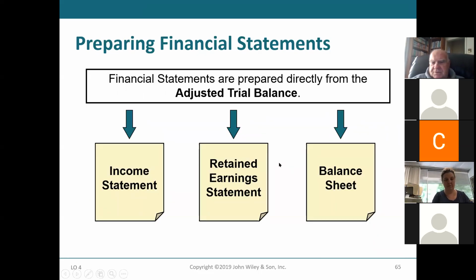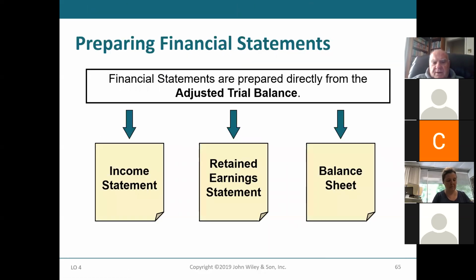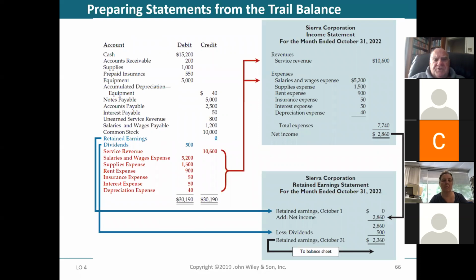Preparing financial statements. Well, we should know, right, that we start with the income statement. We get the net income in order to move it into the retained earnings statement, and we get the new capital balance in the retained earnings statement to bring the ending retained earnings over to the balance sheet. So let's see what we have here. We start with the income statement.